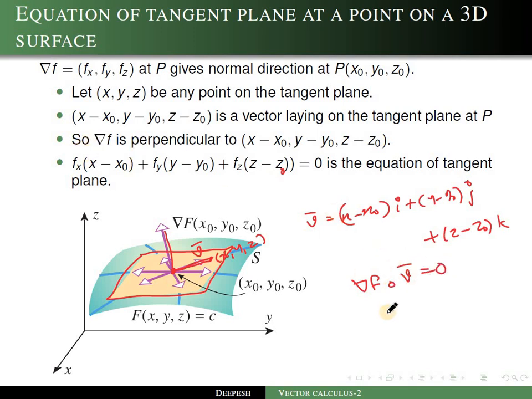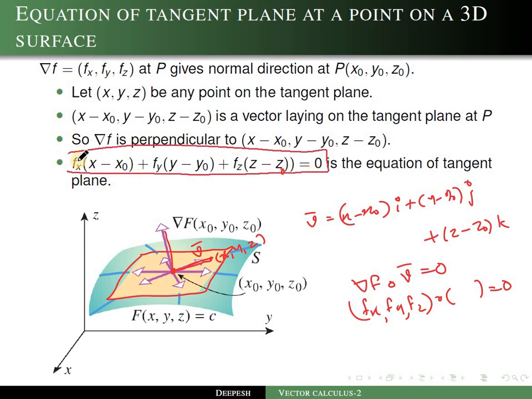That gives you that this del f is nothing but fx, fy, fz, right? It's a vector, the gradient vector. So that dot product with x minus x naught i plus y minus y naught j plus z minus z naught k is equal to 0 implies what? That implies fx into x minus x naught plus fy into y minus y naught plus fz into z minus z naught equal to 0. Okay, so this is the equation of the tangent plane.